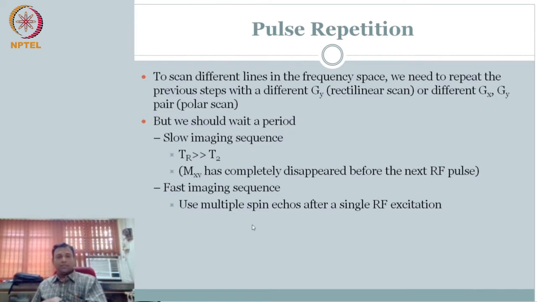When we do a fast imaging sequence, you are already doing multiple spin echo. You have tried to get your signal as fast as possible. You don't wait. Otherwise, remember, you have to wait for it to go back to equilibrium and then repeat the experiment. So we don't want to do that. So for spin echo, if you want to do a fast sequence, you do multiple spin echo.